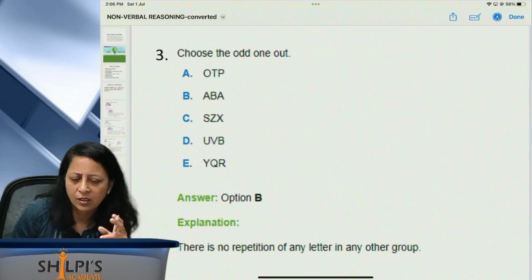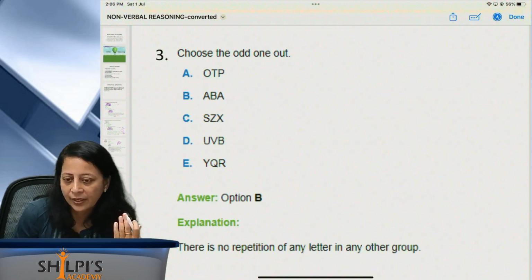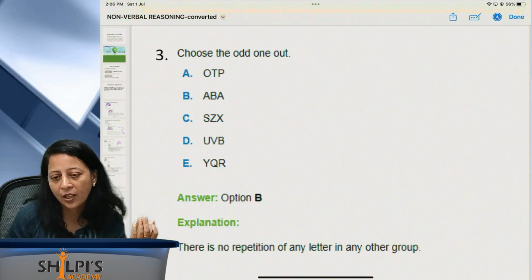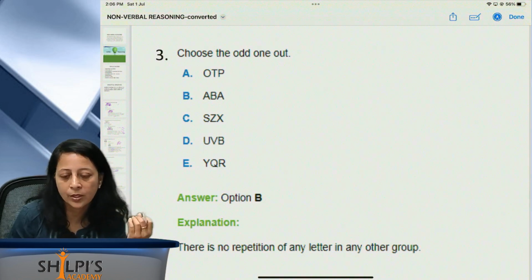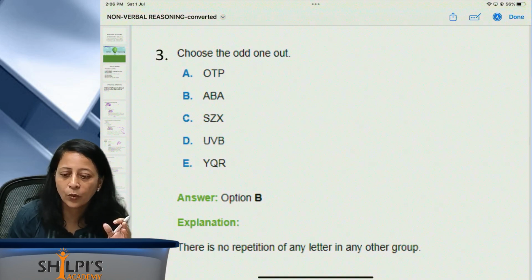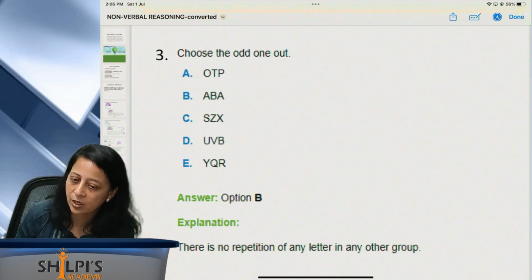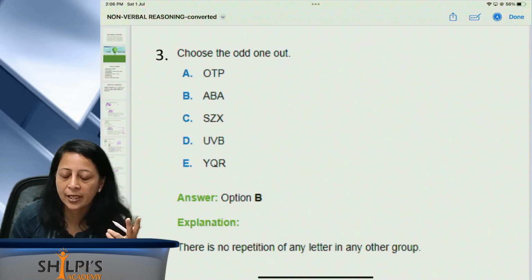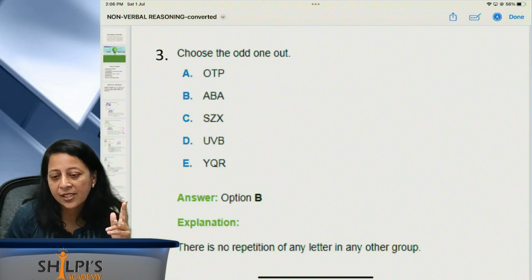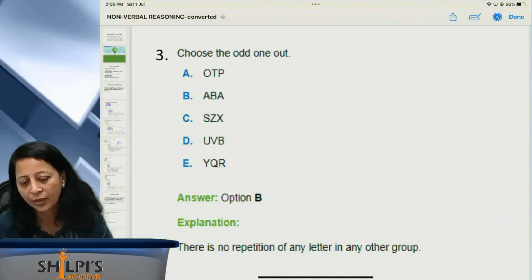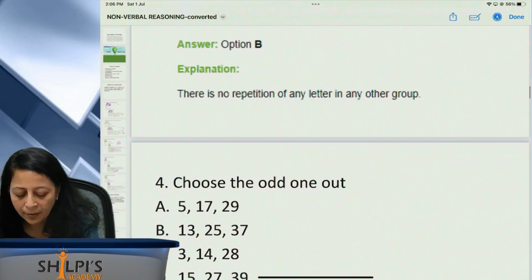When I look into it, the only thing I feel is, in option A, OTP, all 3 letters are different. S, Z, X, all 3 letters are different. U, V, B, all 3 letters are different. Y, Q, R, all 3 letters are different. Whereas in ABA, you can see that the alphabet A is occurring twice. So, is it the answer? Yes. There is no repetition of any letter in any other group. So, option B will be your answer.